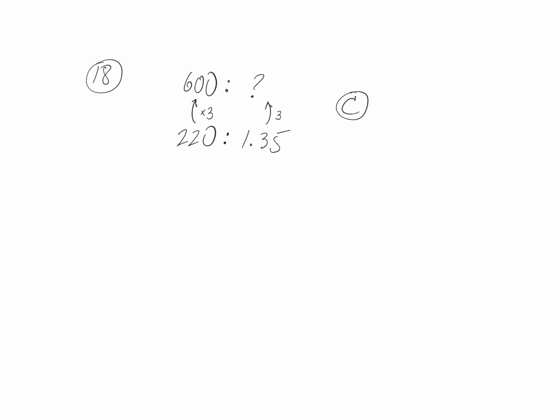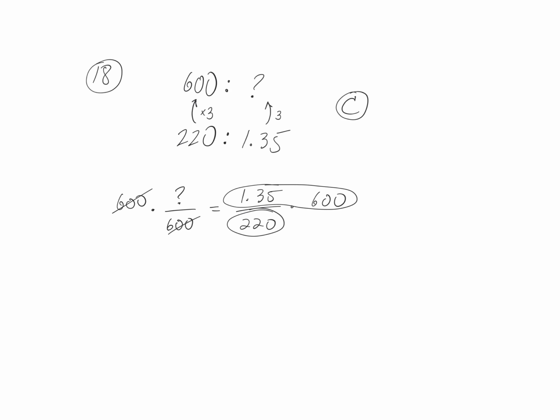You can also set up a ratio like this. You can say question mark over 600 equals 1.35 over 220. Multiply both sides by 600 to get rid of the 600. And then you would do 1.35 times 600 on your calculator, and then divide by 220, and you would get the answer that way as well.